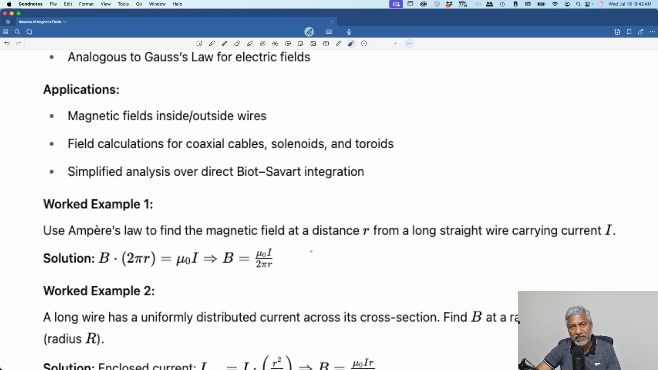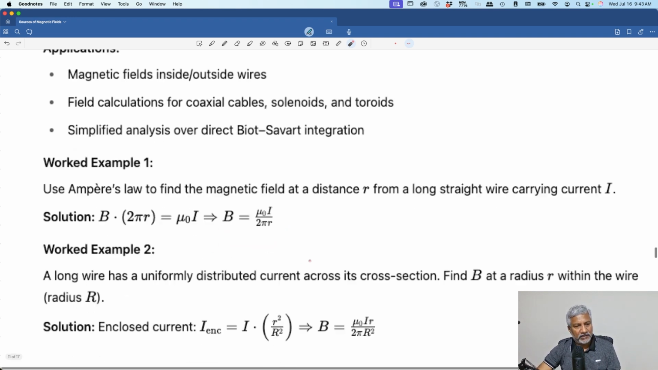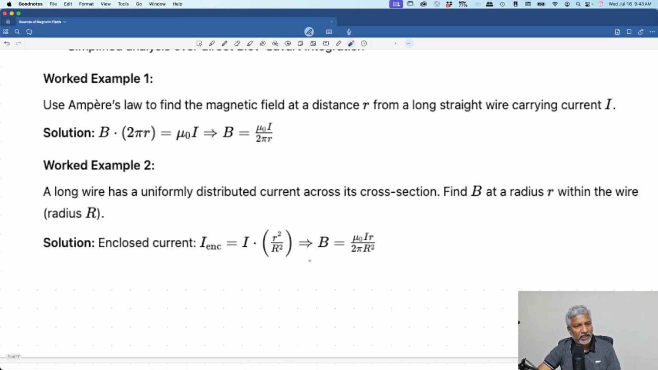So you'll have B integral dl. What is integral dl? It is the total length, which would be the circumference, which is 2 pi r. So that's why we get B times 2 pi r is mu naught I. Rearrange and you get B is mu naught I by 2 pi r. Look how simple that is. Okay, so that's how you get that.